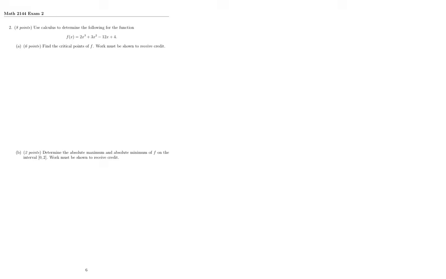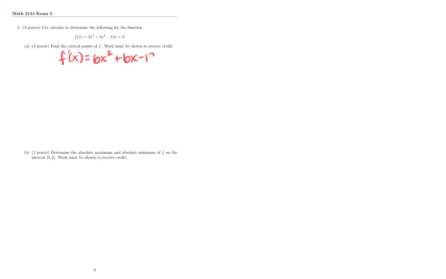This says to find the critical points of f. So the critical points are places where the derivative is equal to 0 or is undefined. So we'll start by computing the derivative. So f prime of x is equal to 6x squared plus 6x minus 12. And I want to set that equal to 0. I can notice that I have a common factor of 6, so I could factor that out. And then I can see if this factors.